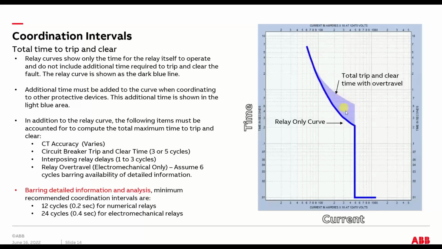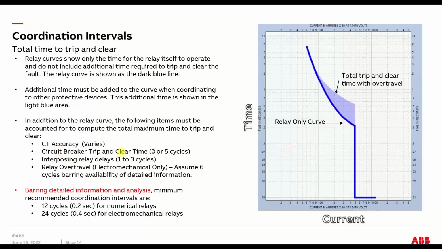This light blue stuff I actually drew in here based on math I did on a specific application. So your next device upstream, if you try to coordinate it, has to be clear of this light blue area. If it's not, then the two are going to be in a race condition, and you're not sure which would trip, so they're not coordinated.